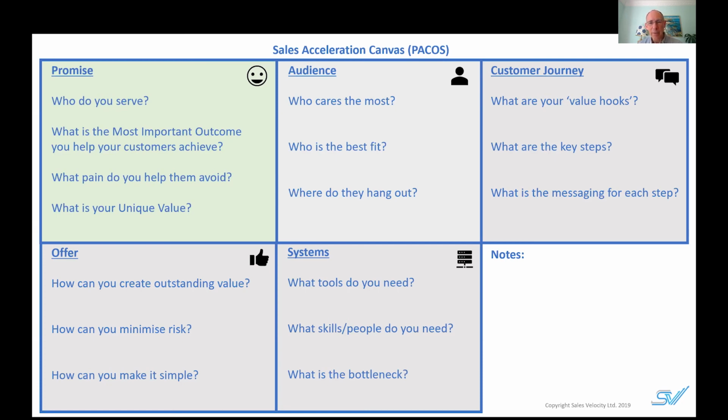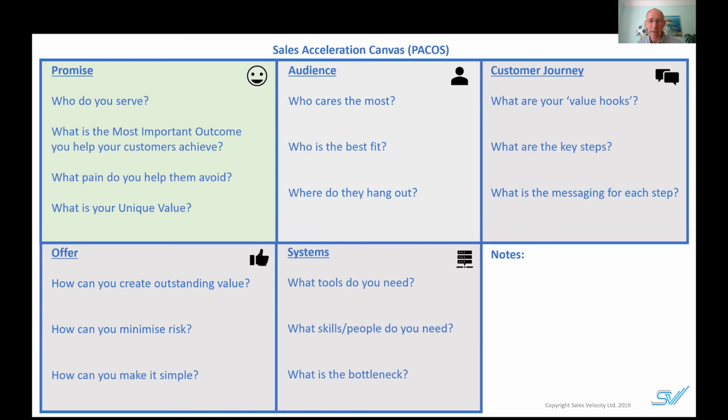The second bit is the audience, which is really just being clear about who specifically cares the most about the outcome that you help them with, who is the best fit. Not everybody's going to be the best fit for your product or service, or even for your company. I mean, this can even come down to the culture of your company, whether the culture of your company is a good fit with the culture of the kind of target market or customer base you're targeting. So who cares the most? Who is the best fit?